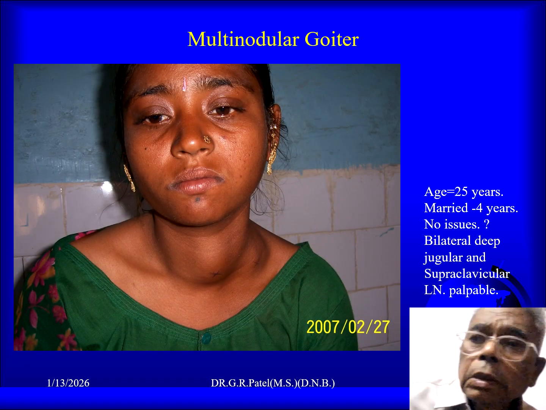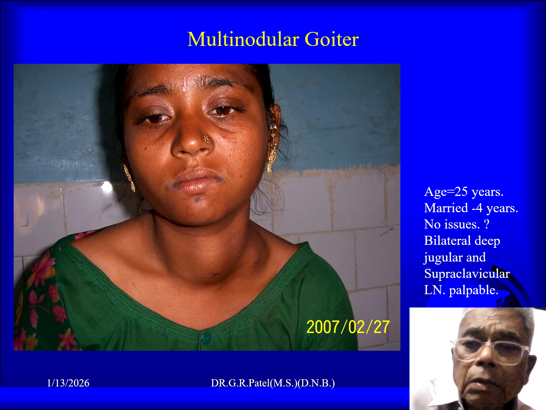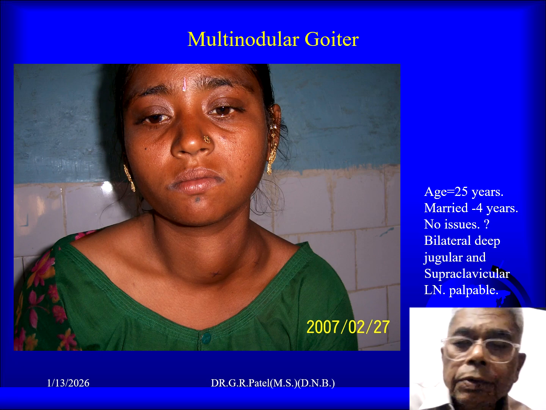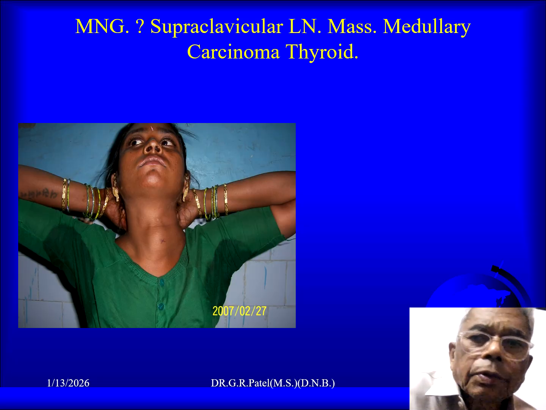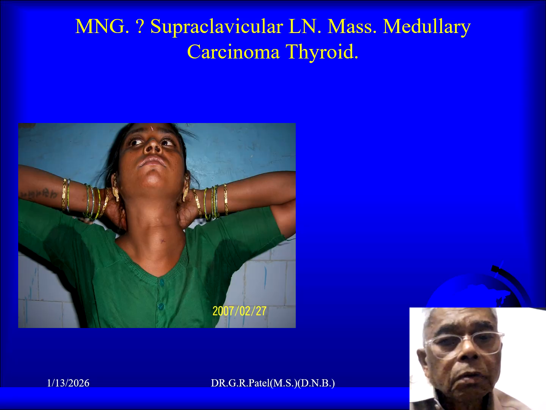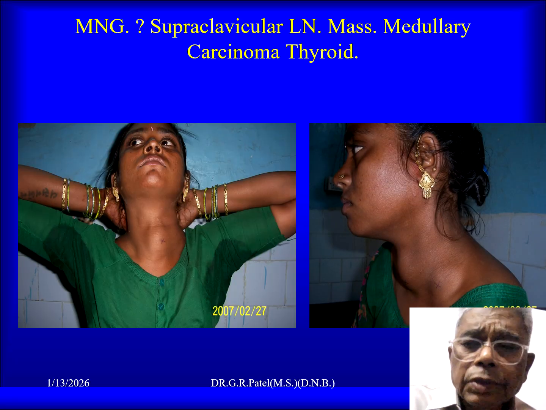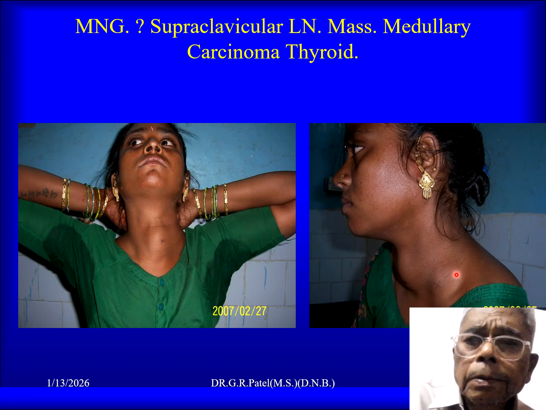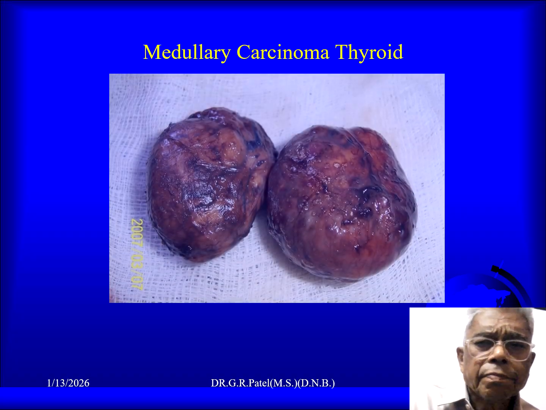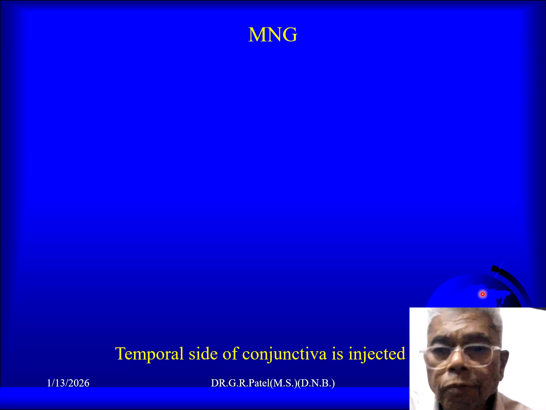Another patient, age 25 years, married 4 years, no issues. Bilateral deep jugular and supraclavicular lymph nodes are palpable. Multinodular goiter, supraclavicular lymph node mass, medullary carcinoma of thyroid. The supraclavicular lymph node mass is visible here. Medullary carcinoma of thyroid, both lobes have been removed.